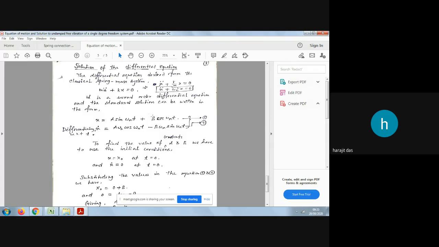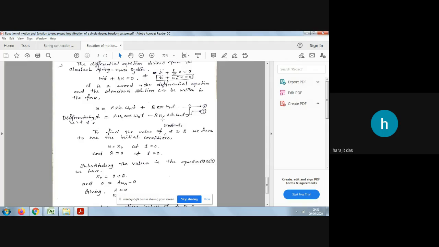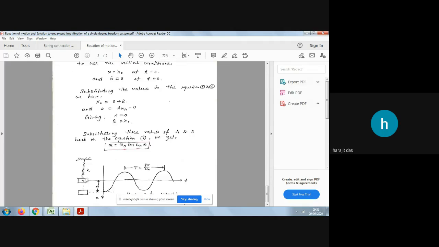Now to find the constants a and b, we will be using some initial boundary conditions. Where will we use the initial conditions? On the displaced system, the spring mass system which was taken initially. This is a free vibration, so you need to give some initial displacement. Earlier the motion was 0, isn't it? Now you are giving some initial displacement.